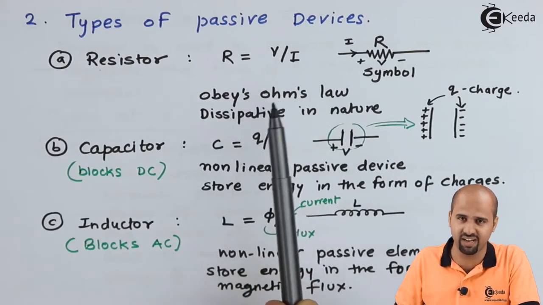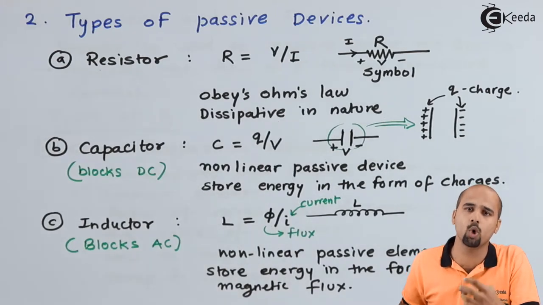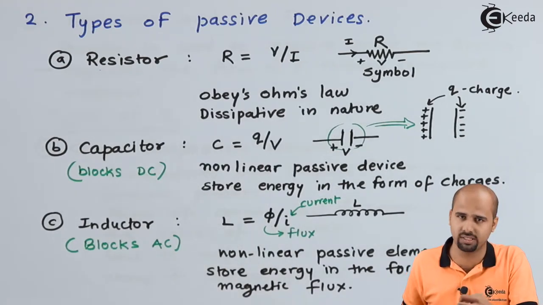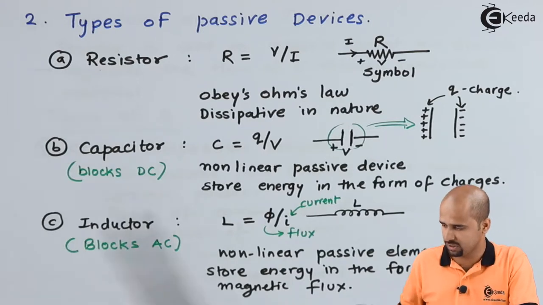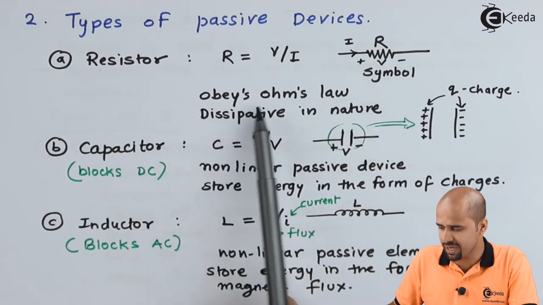So how can I define the resistance? Resistance is used to oppose the flow of current. This is nothing but the symbol of resistance. This obeys Ohm's law.